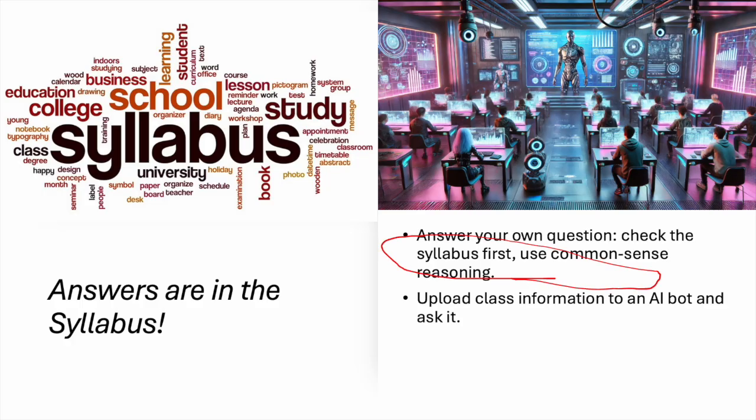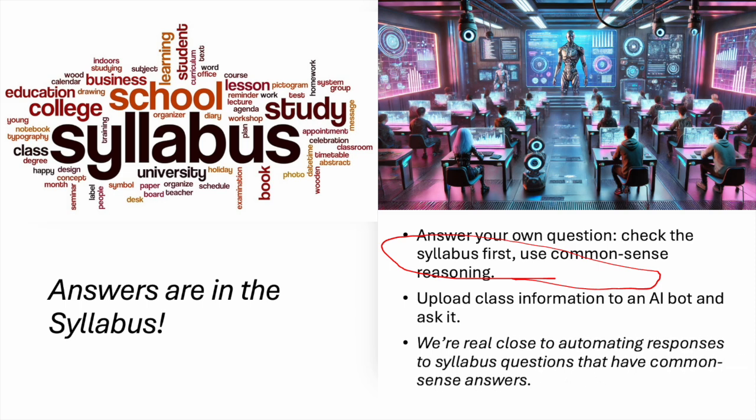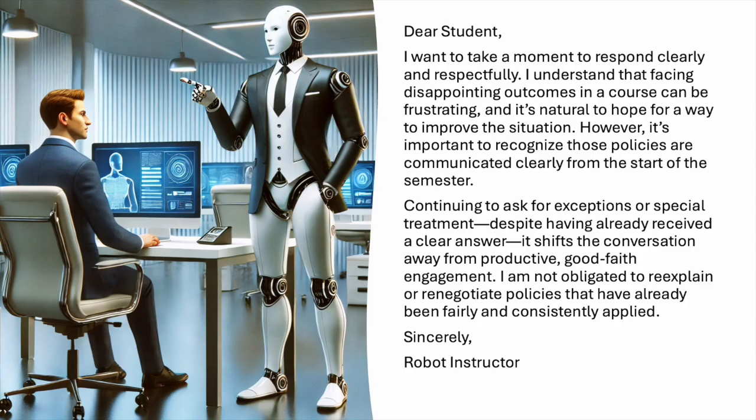You could, of course, also upload that syllabus and class information to an AI bot and ask it the answer. But of course, this is where we're headed, right? It's easy to foresee what's probably going to happen here. We're probably very close to a time when it's going to be possible for faculty to automate responses to syllabus question emails that have clear answers from the policies. You can imagine someone generating a message right back to a student, given a clear-cut case of a conclusion based on the circumstances and the common sense reasoning, and getting a message back that tells you, hey, it's been answered. Just not by me, because I've already answered it, right?